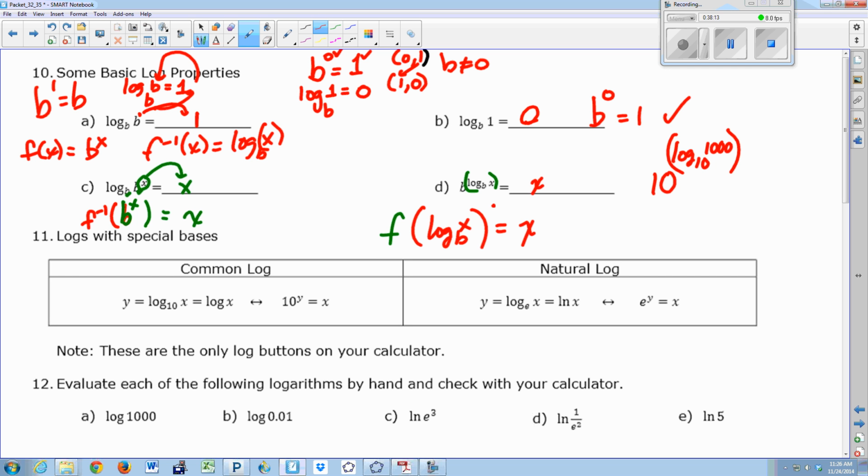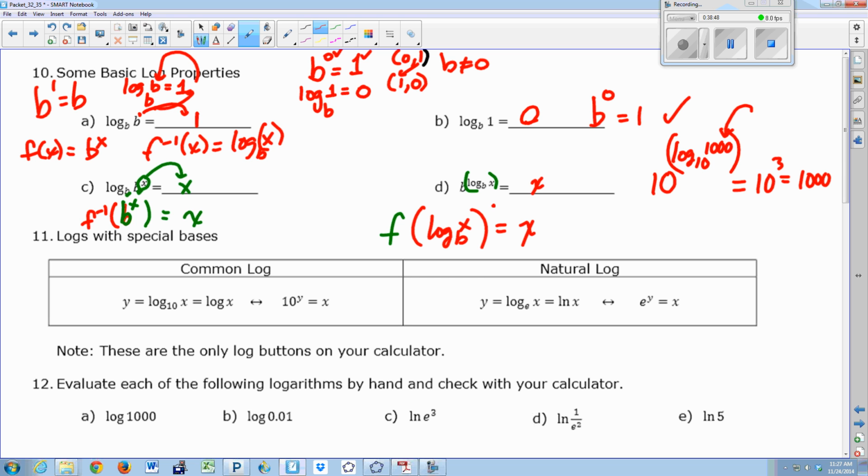10 to the 10 is 1,000? 10 to the 100 is 1,000? 10 to the third is 1,000, right? So here it's asking you what number you have to raise the base 10 to get this input. This is your original input, 1,000. Your answer is 3. So then you replace that with 3. And what are you going to get back? Of course, you're going to get back that number, 1,000, what you started with.